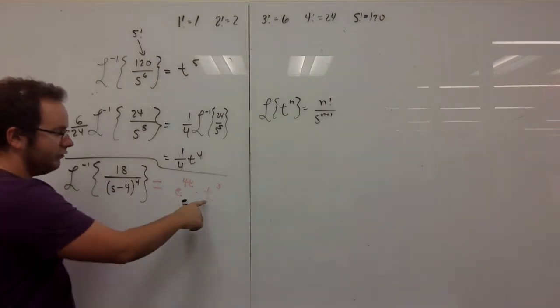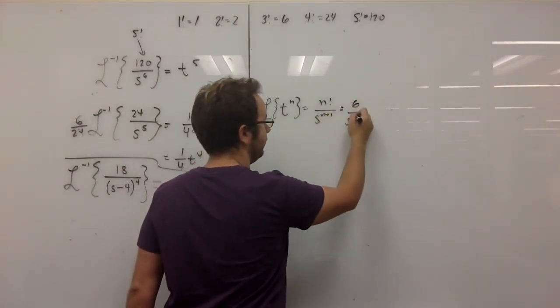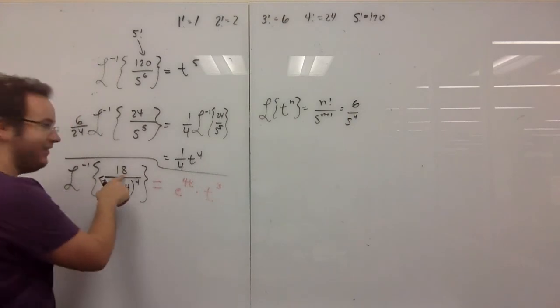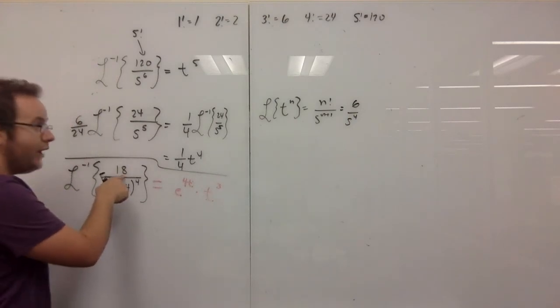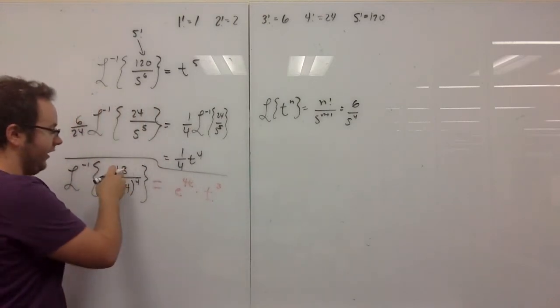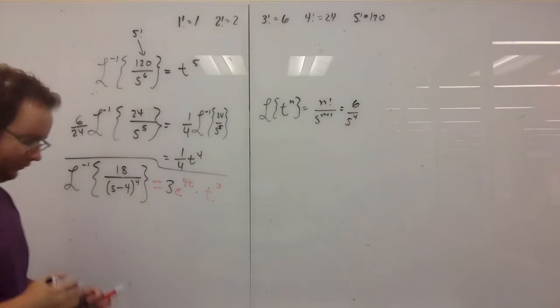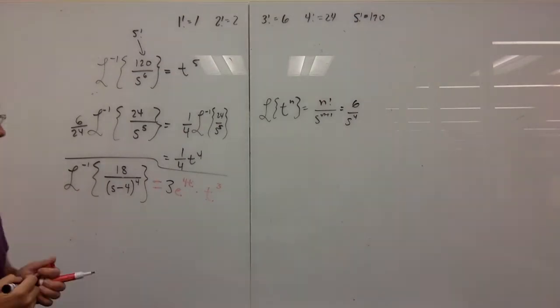So up here, you're working backwards, right? We know that the Laplace transform of t cubed would be 6 over s to the 4. We already have an 18, so the 18 has got the 6 inside of it. What's left over after I factor out a 6 from the 18? A 3. So I need a 3 here. Make sense?